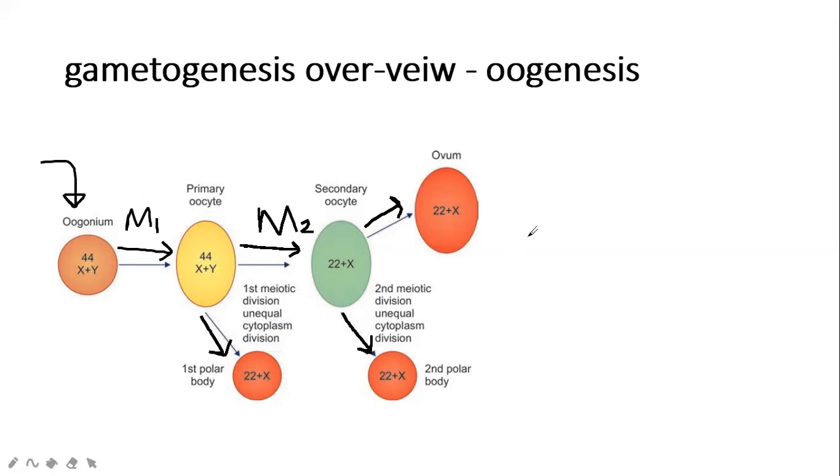But now the process of oogenesis takes a lifetime, different from the process of spermatogenesis that takes approximately 72 to 74 days, right? 72 to 74 days. But for oogenesis, it starts within the prenatal life, that is within the womb, right? And then ends at fertilization, right?